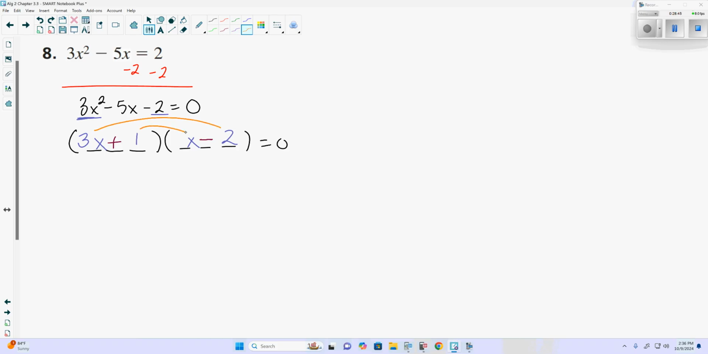And the last thing we need to do is check. 3 times negative 2 is negative 6x. Positive 1 times x is positive x. Negative 6x plus x is negative 5x. Is that the middle term we wanted? Yes.